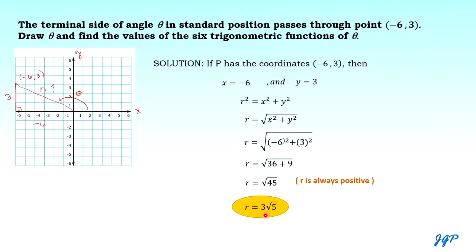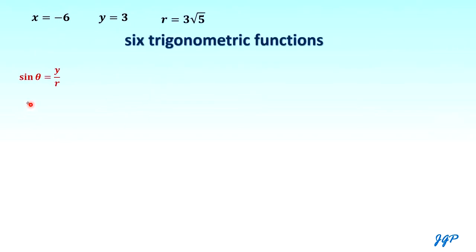Since you have now the value of your r, let's find the 6 trigonometric functions. Your x is negative 6, your y is 3, and then your r is 3 square root of 5. So let's start with sine theta is equal to y over r. Replace this y by 3 and replace this r by 3 square root of 5. So here it is. So you have 3 over 3 square root of 5. You can cancel out 3 in the numerator and 3 in the denominator since they are both divisible by 3. So this 3 becomes 1. This 3 also becomes 1. So we have now 1 over square root of 5.